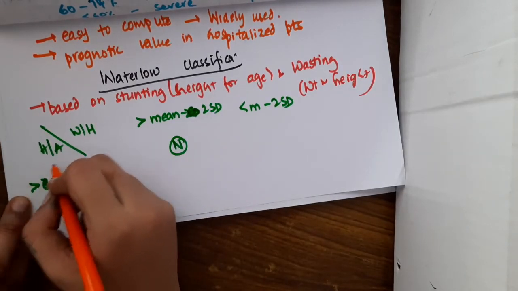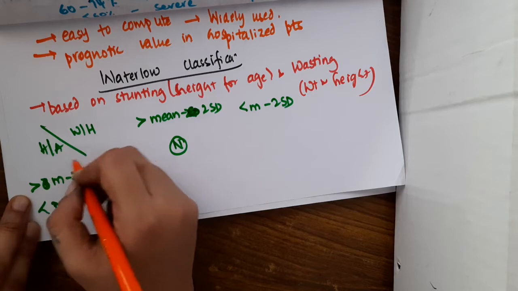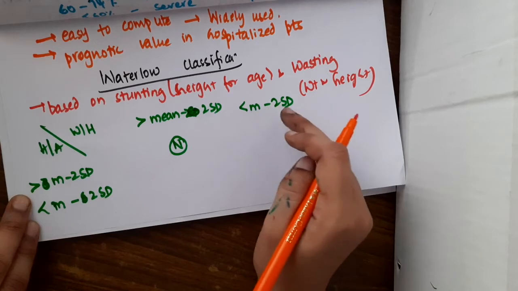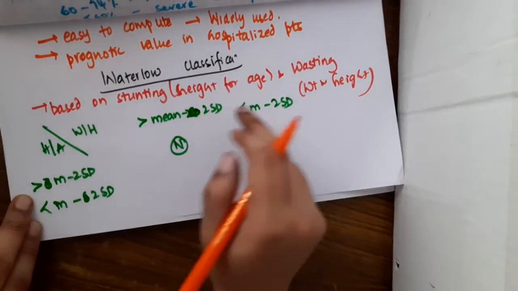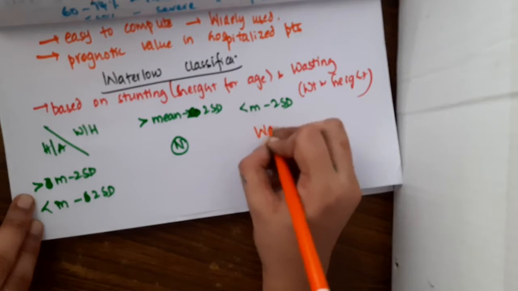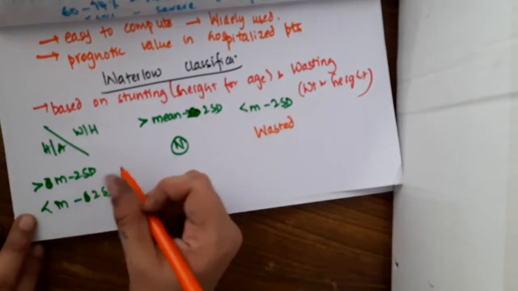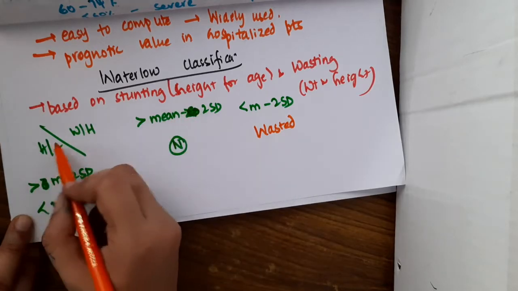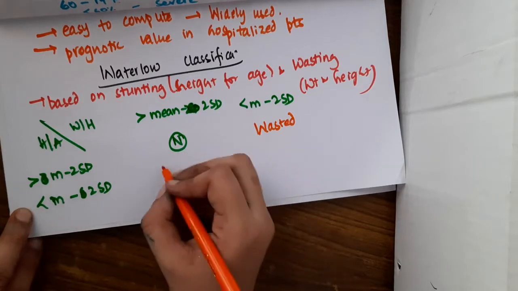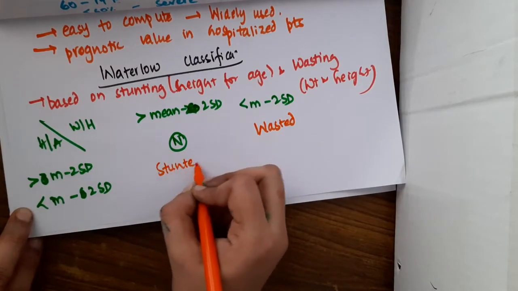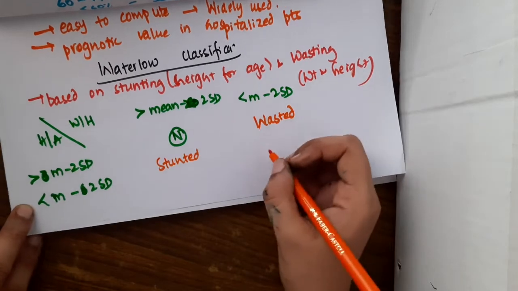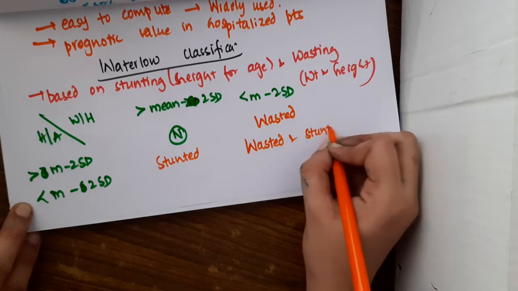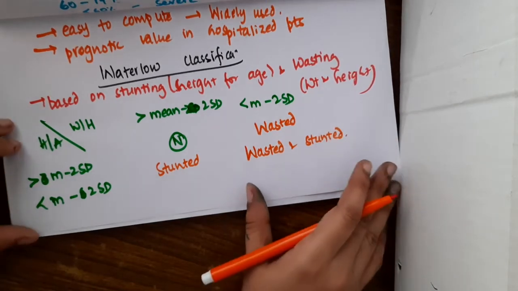If the height for age is more than mean minus 2 standard deviation, that is, height for age is normal, but weight for height is less than mean minus 2 standard deviation, then there is a defect in weight, so the child is said to be wasted. If weight for height is normal and height for age is less than mean minus 2 standard deviation, then you call it stunted. If both are less than normal, then we call it wasted and stunted. The child is both wasted and stunted.